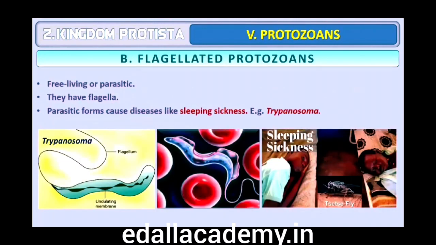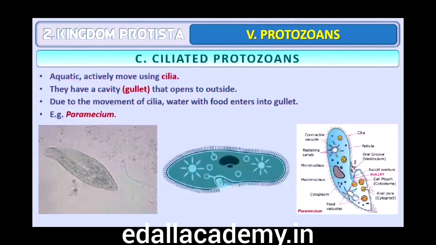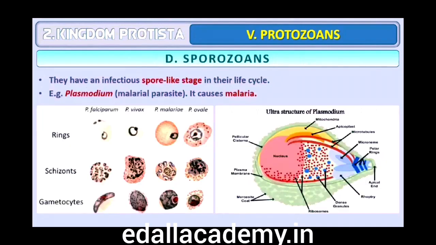Flagellated protozoans. The members of this group are either free-living or parasitic. They have flagella. The parasitic forms cause diseases such as sleeping sickness. Example, Trypanosoma. Ciliated protozoans. These are aquatic, actively moving organisms because of the presence of thousands of cilia. They have a cavity, the gullet, that opens to the outside of the cell surface. The coordinated movement of rows of cilia causes the water laden with food to be steered into the gullet. Example, Paramecium. Sporozoans. This includes diverse organisms that have an infectious spore-like stage in their life cycle. The most notorious is Plasmodium, the malarial parasite, which causes malaria, a disease which has a staggering effect on the human population.